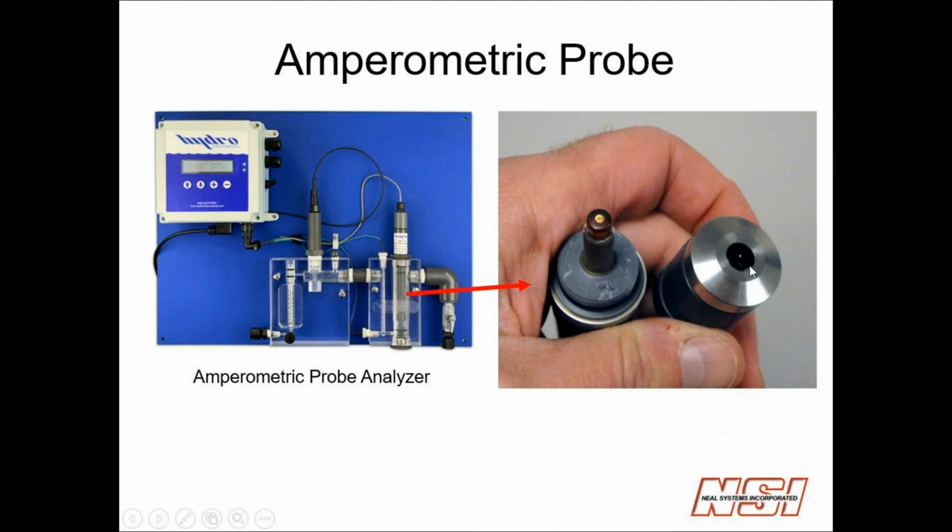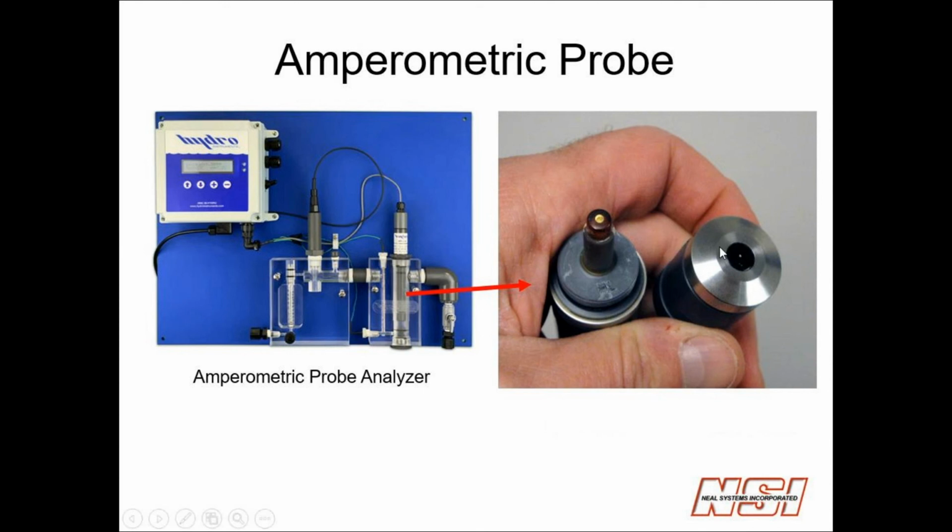And there is a membrane on the tip. That membrane allows chlorine ions to enter into that electrolyte solution, and it causes a charge, just like the first analyzer that I showed you, between the two dissimilar metals, the platinum and the silver oxide. That charge is then turned into a signal that can be used to measure chlorine.